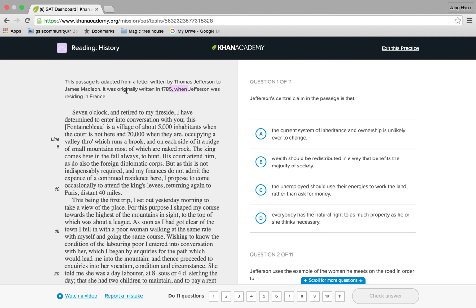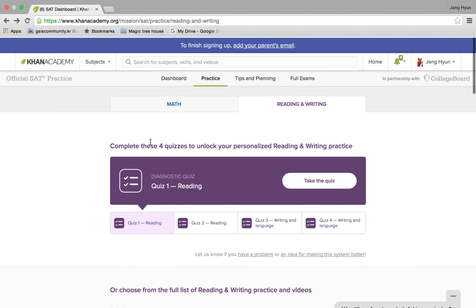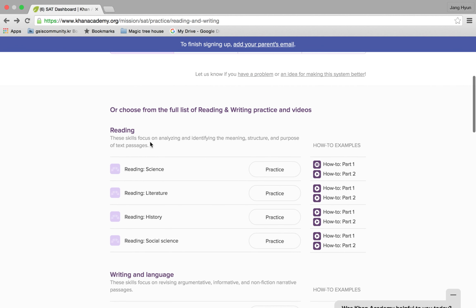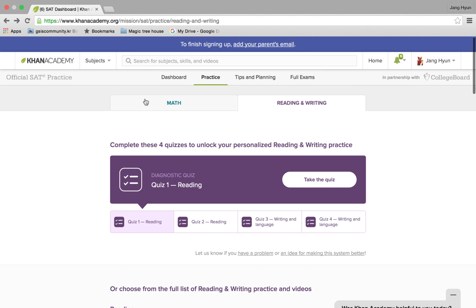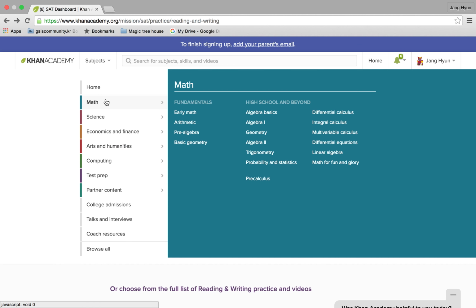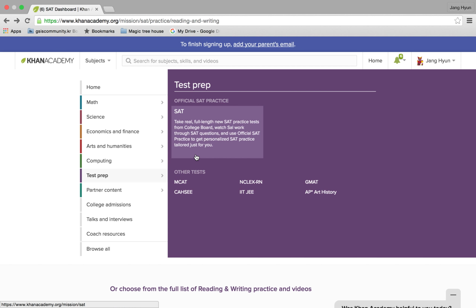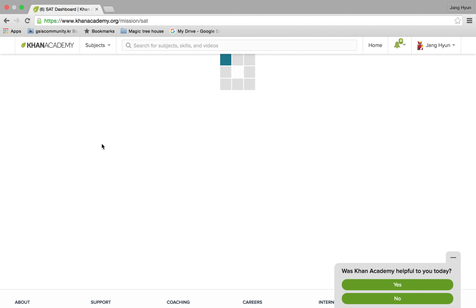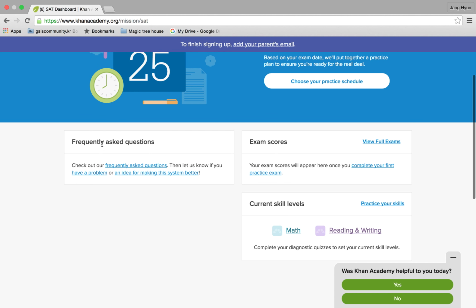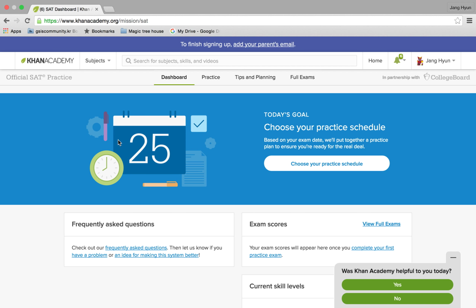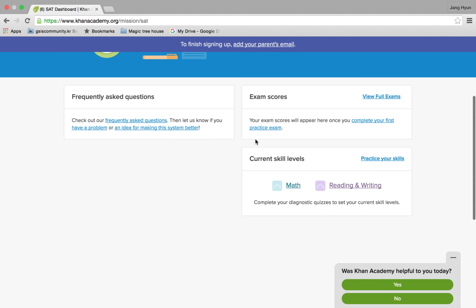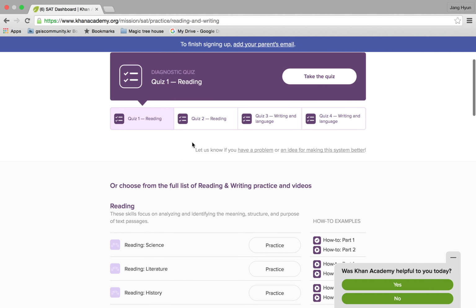Now this isn't really the new SAT. Wait, is this the new SAT? No, I don't think so. I think this is the old SAT. Wait a minute, let me check. Yep, there's math and reading and writing, but we're going to do reading and writing. So Khan Academy has the full SAT. I know it's for high schoolers, but it's quite easy, especially reading and writing. So yes, this is the new SAT.